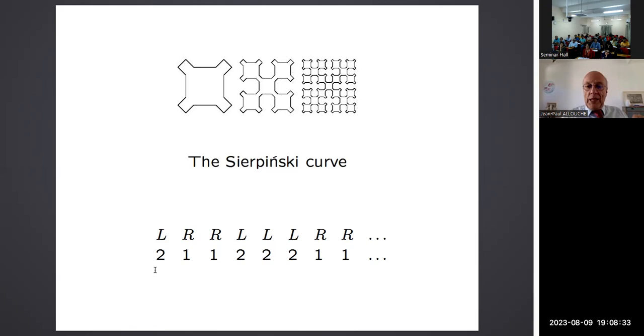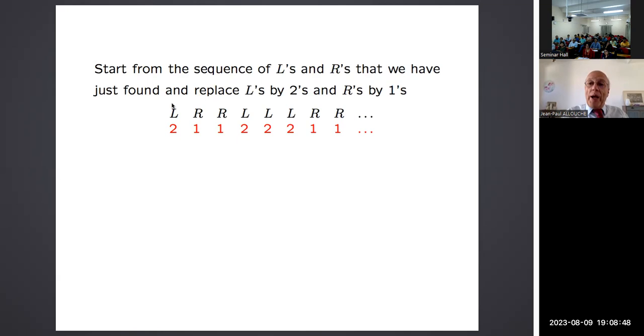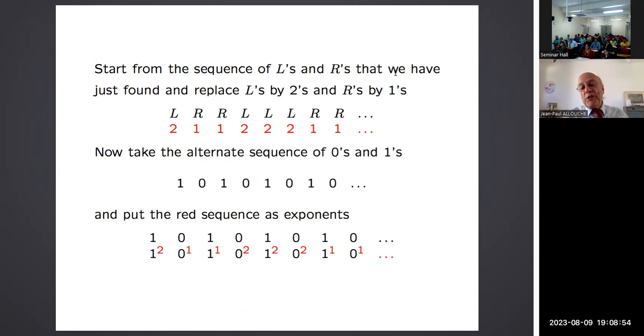And if you do the same just for the first half, instead of 4 by 4, you take 8 by 8, 16 by 16, and so on, to finally get an infinite sequence of lefts and rights, which I'm going to call 2 and 1. And what sequence do you obtain? Take this sequence of zeros and ones and put exponents with these twos and ones. So you have 1 0 1 0, then you put the exponents 2 1 1 2 2 2 1 1, which is the sequence written in red at the beginning of the slide. And of course, 1 squared means 1 1, and 1 to the 1 means 1.